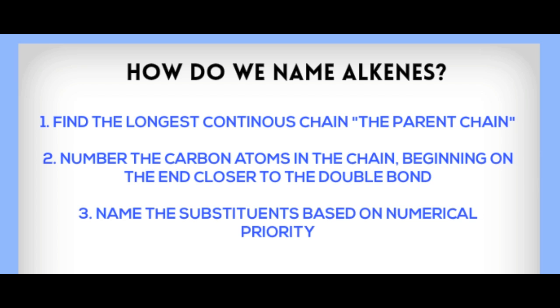So how do we name alkenes? Well, it's very similar to naming alkanes in that you always find the longest continuous chain, which is the parent chain. You number the carbon atoms, and you name the substituents based on numerical priority. And you always want to make sure that the double bond has a lower number because that has the highest priority. If you haven't done naming alkanes, that should be done first before alkenes.